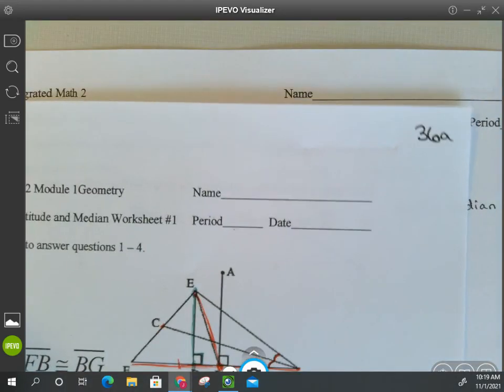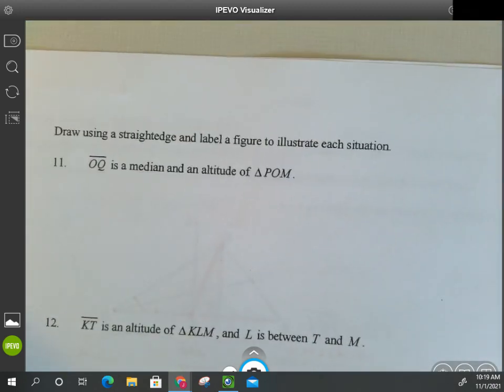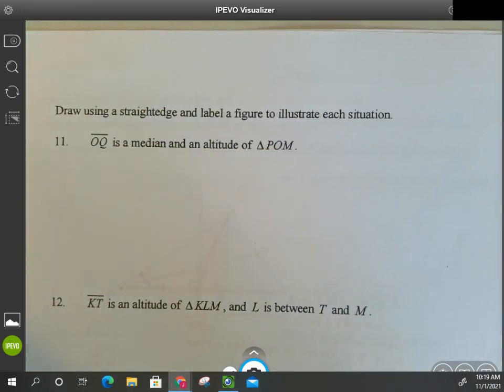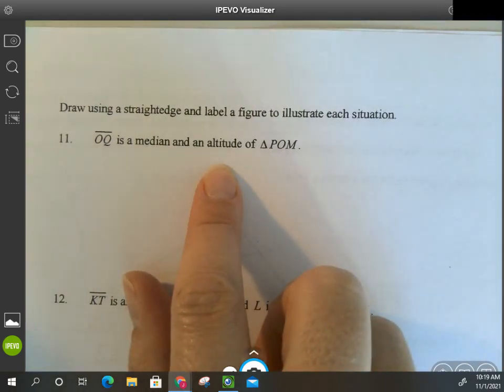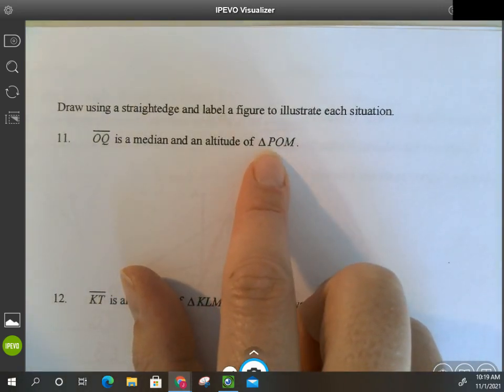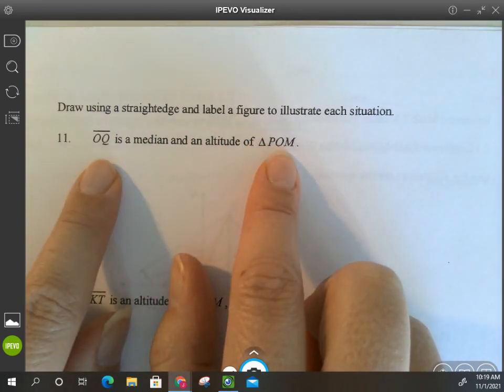Okay, so we are on the back of 36A, and if you look at it, it says to draw these with a straight edge, so a ruler, and these are a little bit harder, okay? It tells you that OQ is a median and an altitude of triangle POM. That's a little bit harder. Now, O is part of the triangle, Q is an extra point.